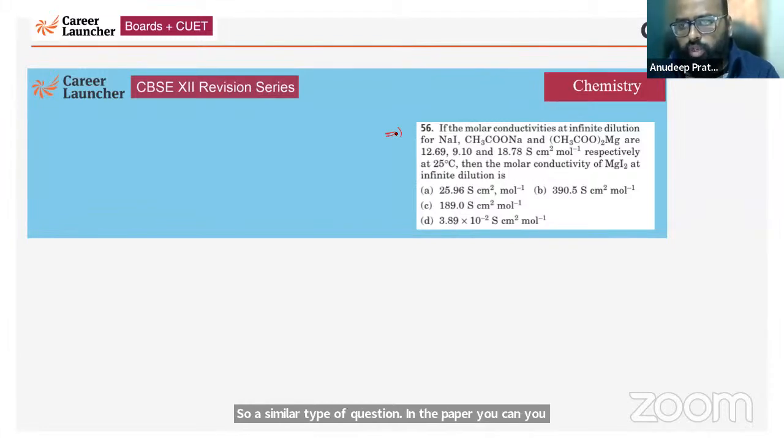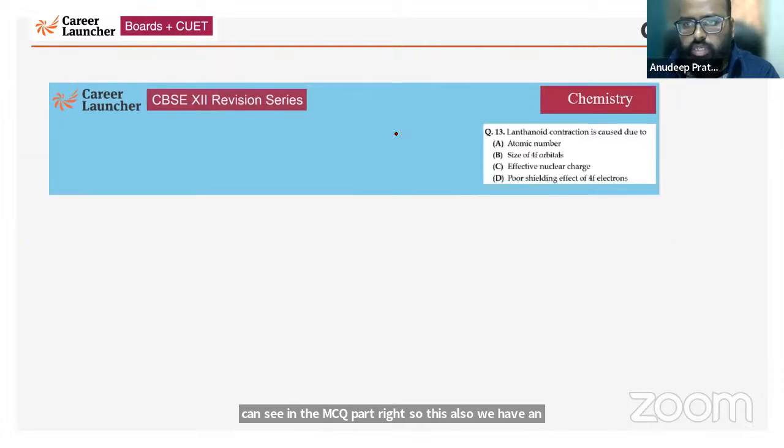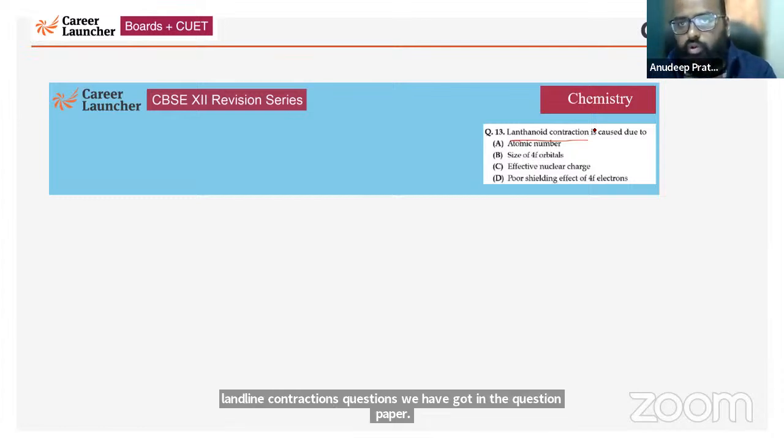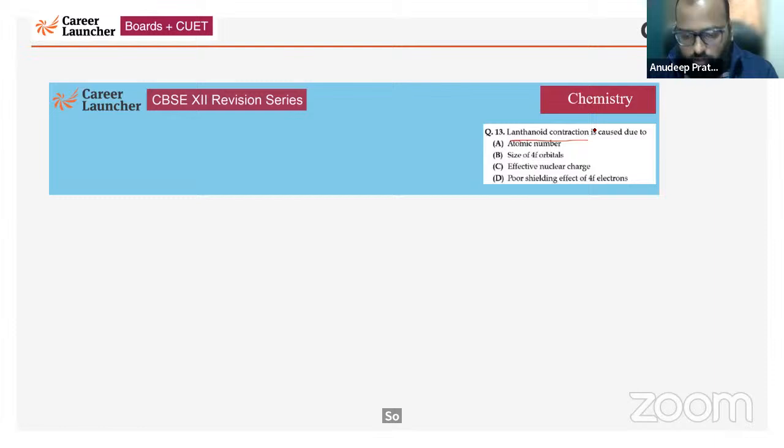So this also we have done in our revision class. The lanthanide contraction we have discussed here. So we got lanthanide contraction questions in the question paper, right? Whatever the important questions, we have already discussed in our classes, basically.